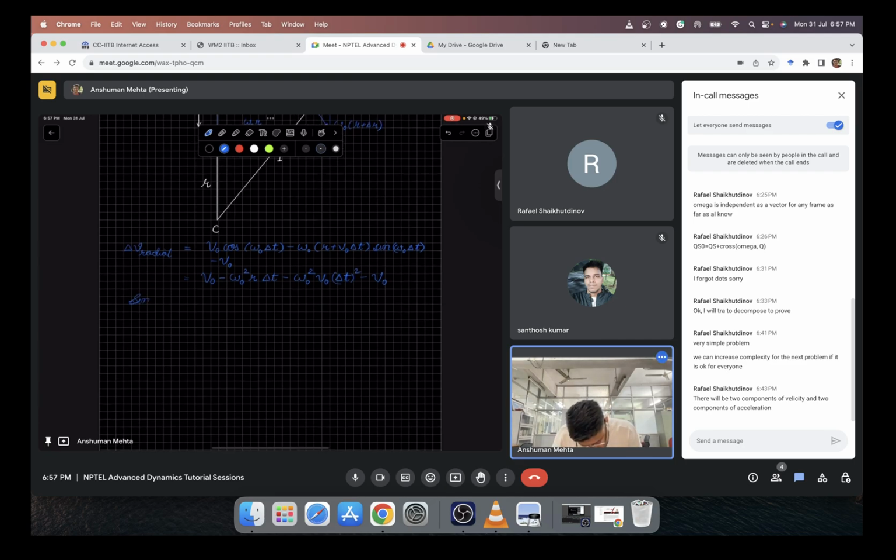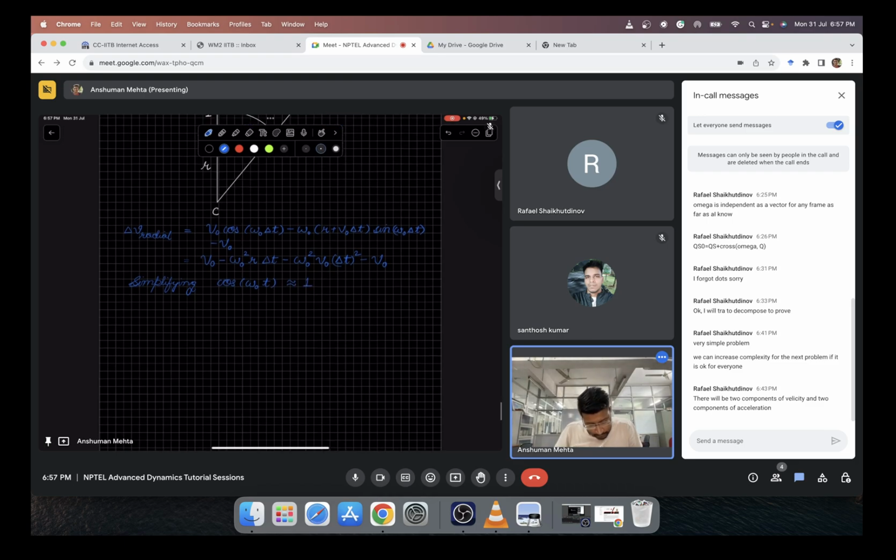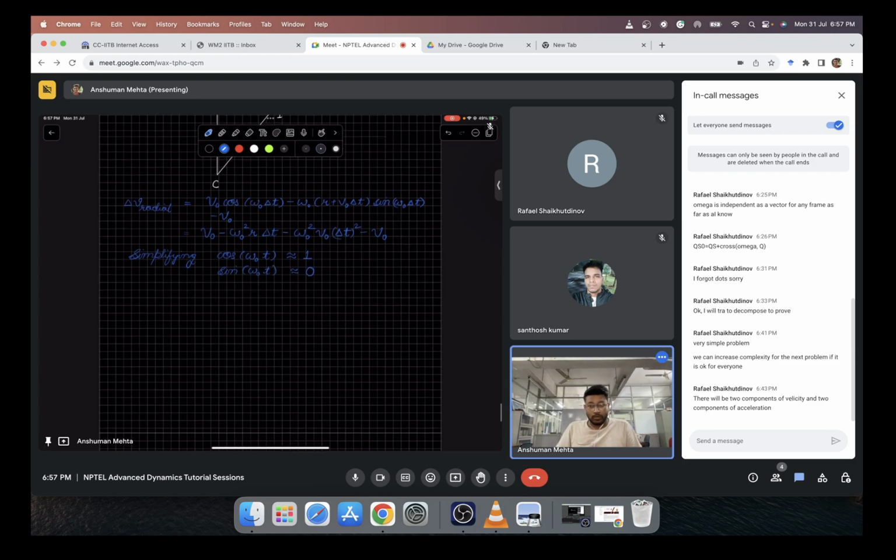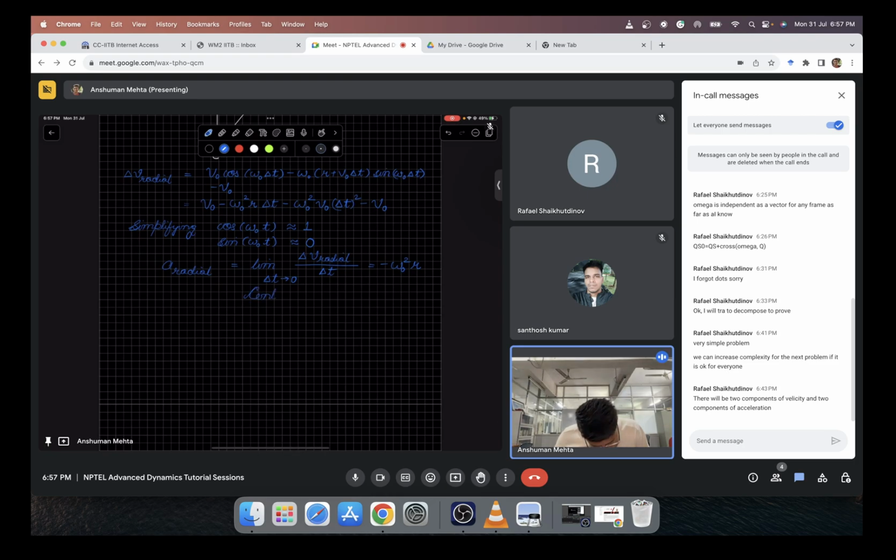Now simplifying, equal to 0, we will have our radial acceleration as the limit delta t tending to 0 of V radial by delta t, which is minus omega naught square r. Okay, and this is called our centripetal acceleration.